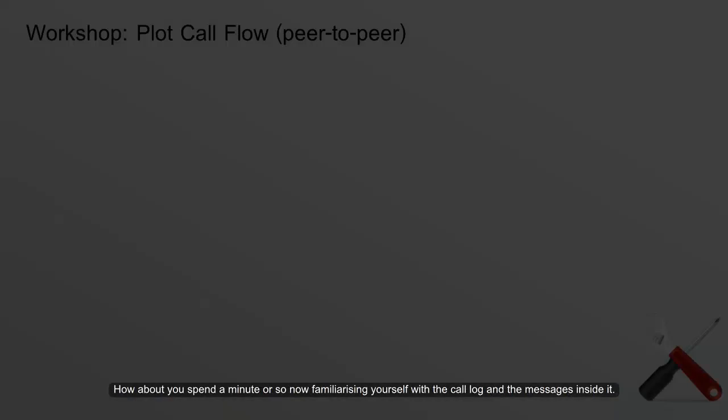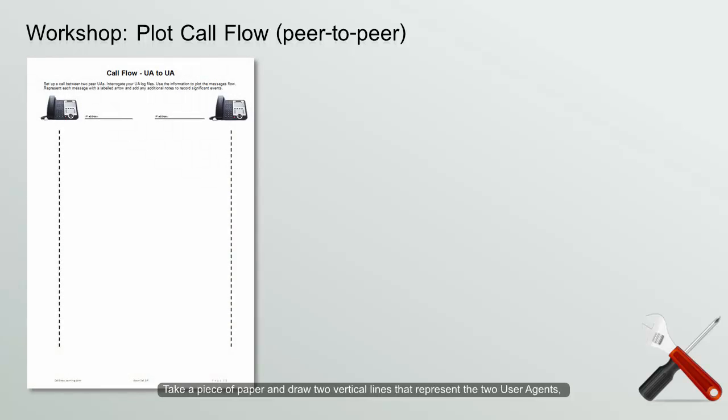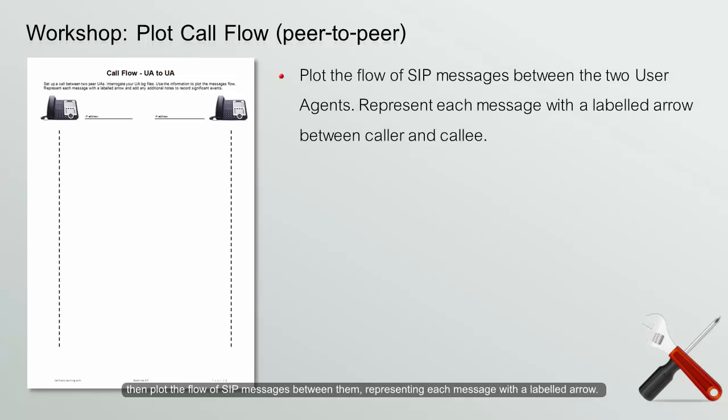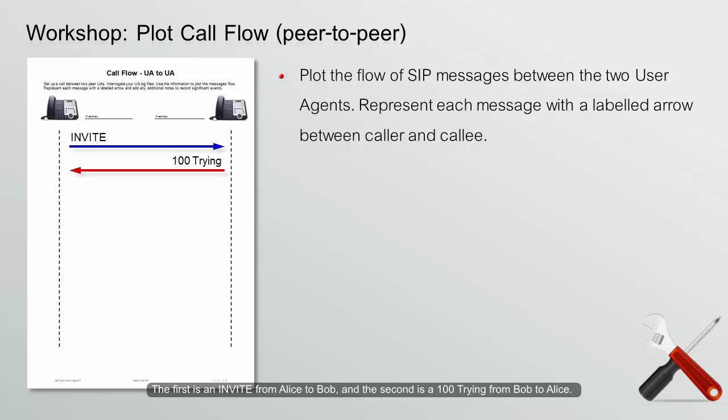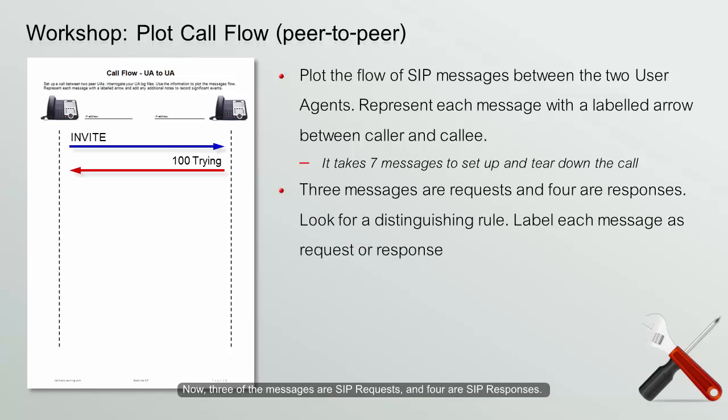How about you spend a minute or so now familiarizing yourself with the call log and the messages inside it. Take a piece of paper and draw 2 vertical lines that represent the 2 user agents, then plot the flow of SIP messages between them, representing each message with a labeled arrow. The first is an invite from Alice to Bob, and the second is a 100 trying from Bob to Alice. You should find 7 SIP messages altogether. Now, 3 of the messages are going to be SIP requests, and 4 are going to be SIP responses.